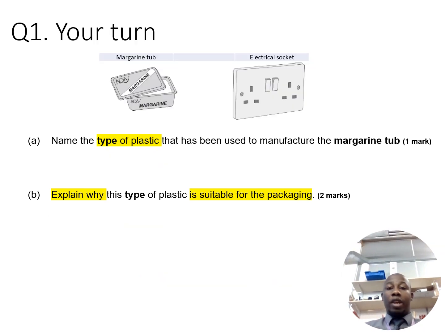So when you are ready, you can either repeat the last slide or I'll give you now the chance to attempt answering these questions without looking at the answers I've given you. When you are ready, pause this slide and attempt this question by yourself.